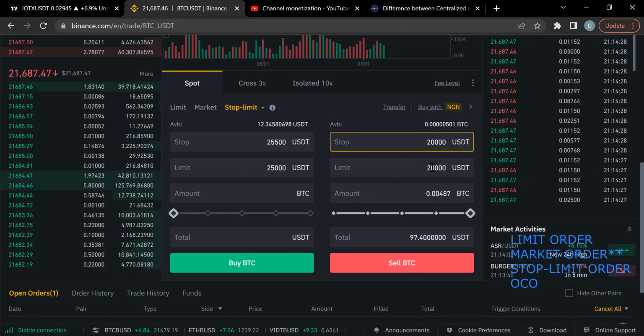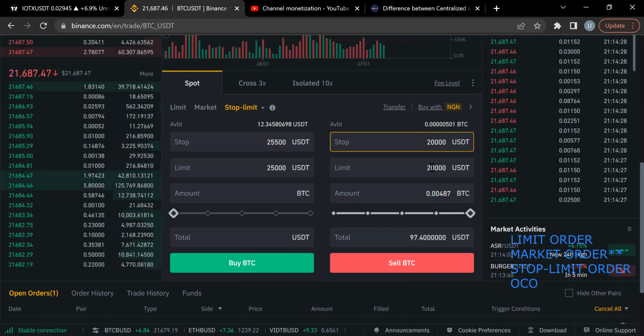You can also do that, but you cannot place it and the price like that. So you click on sell and it's going to place an order for you to sell. All right, so that is stop limit.